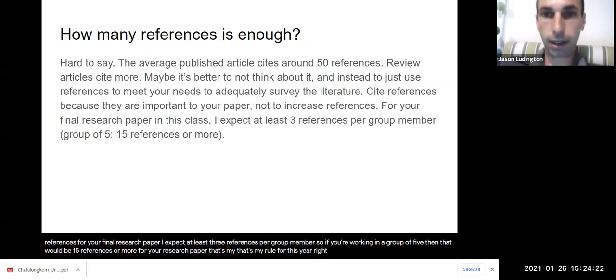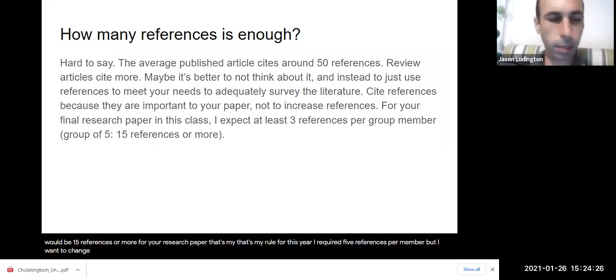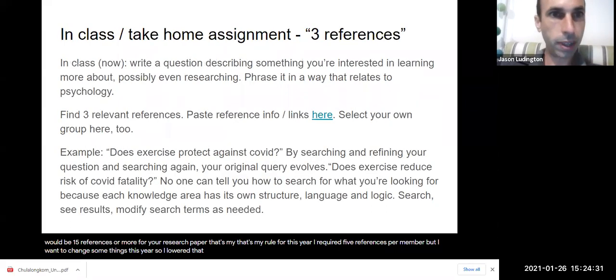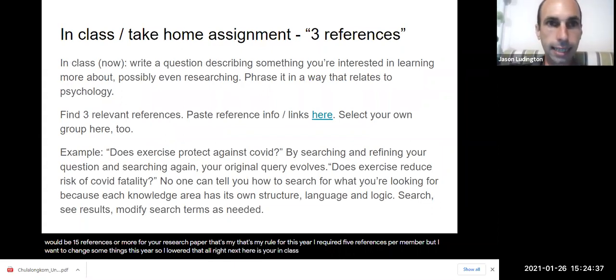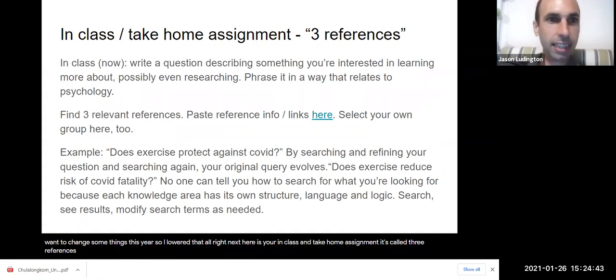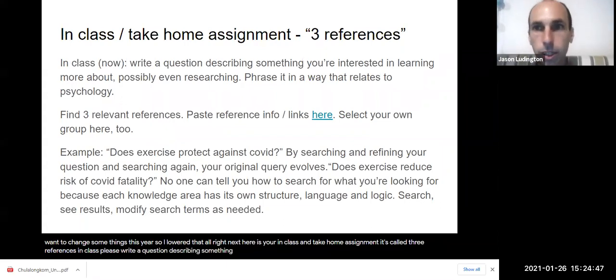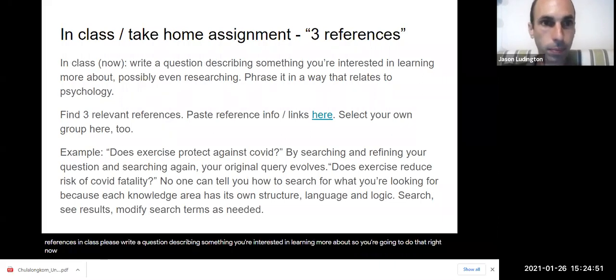Last year, I required 5 references per member, but I want to change some things this year, so I lowered that. All right, next. Here is your in-class and take-home assignment. It's called 3 references. In class, please write a question describing something you're interested in learning more about. So you're going to do that right now.